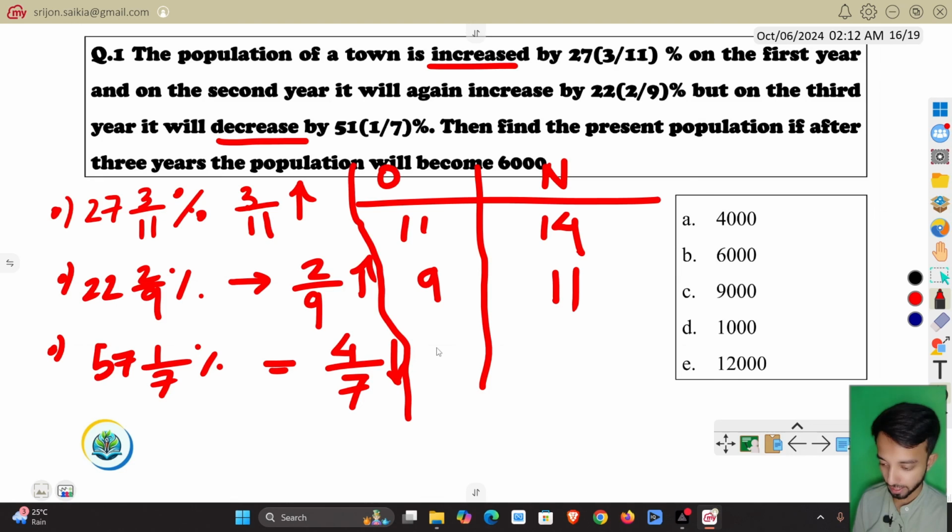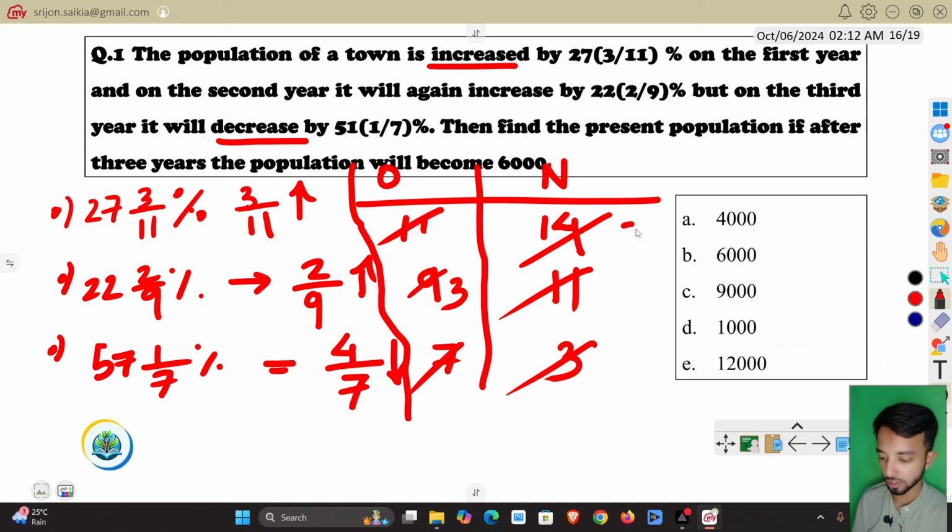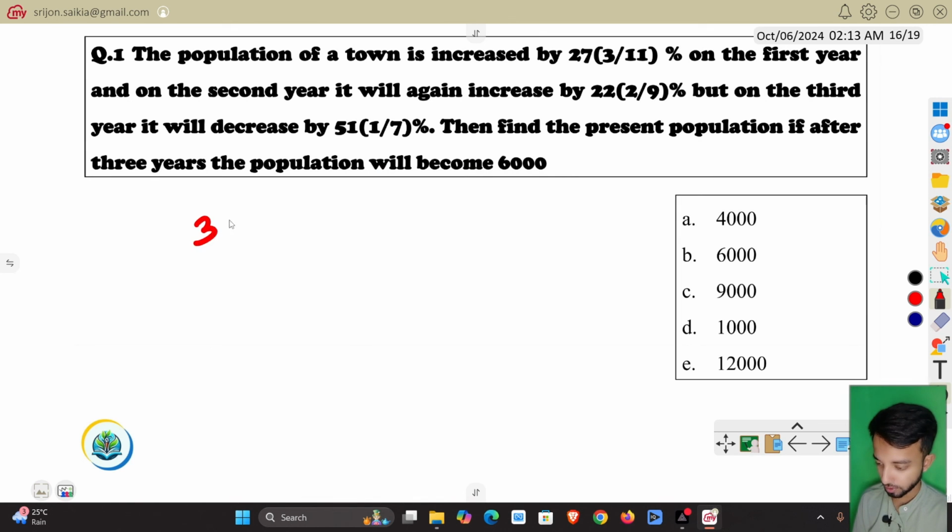Here, the original number is 7, and 7 minus 4 is 3. Now we can cancel 11 by 11. We can cancel 3; 3 3s are 9, and 7 2s are 14. So we get the ratio as 3 is to 2. Original was 3, new will be 2.